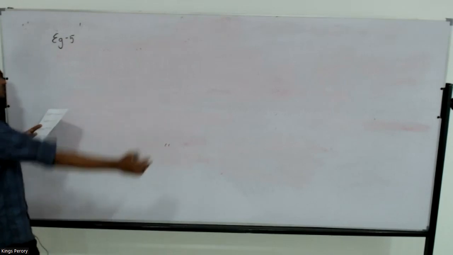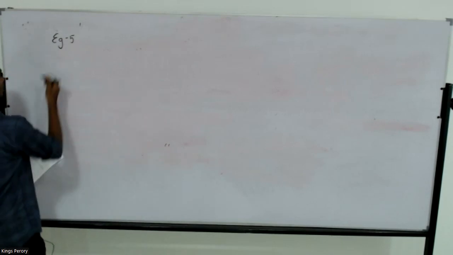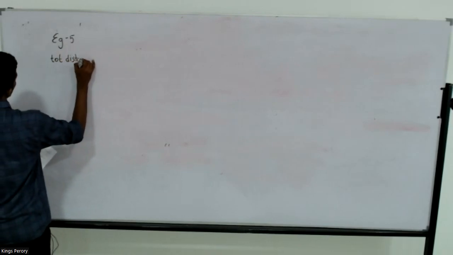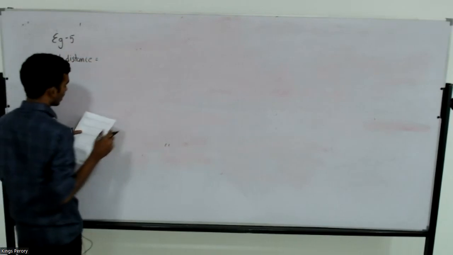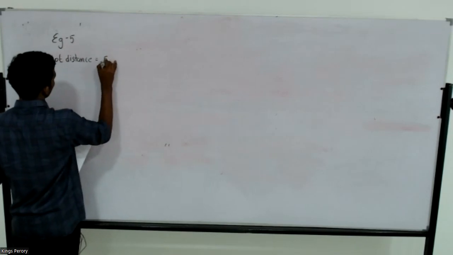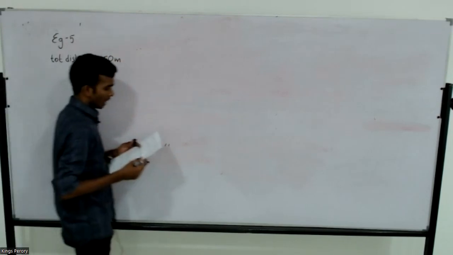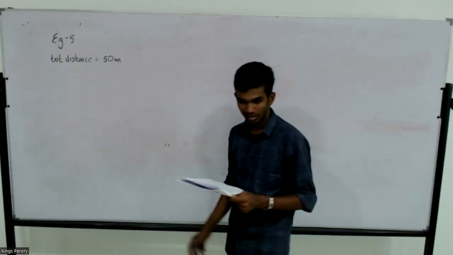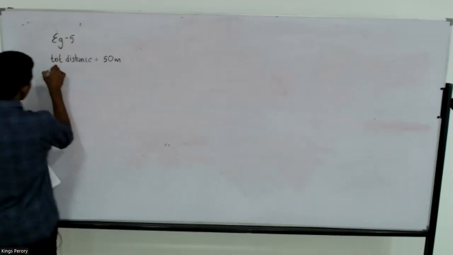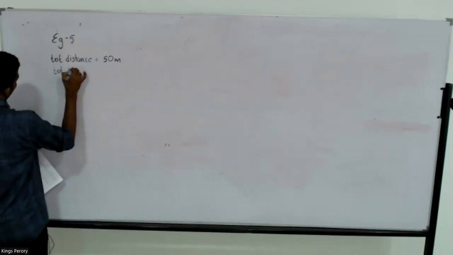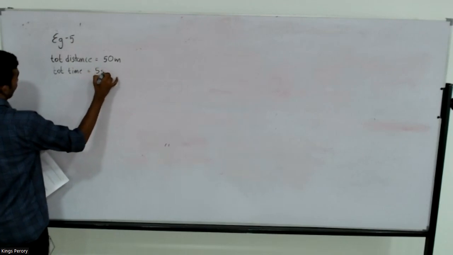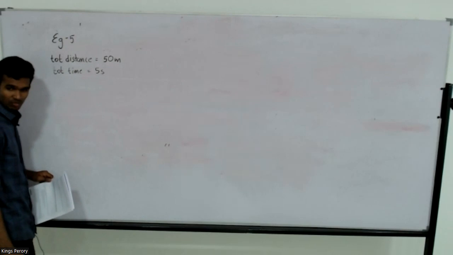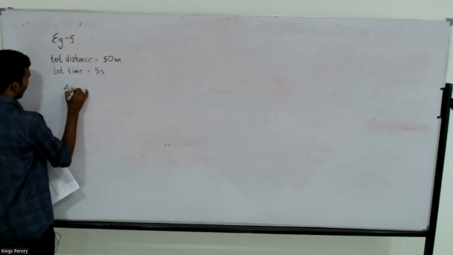The total distance traveled by a car. We have what? Total distance. Total distance traveled by a car is 50 meters, and the total time duration is 5 seconds. What are they asking? Calculate the average speed. How to find the average speed? Average speed is equal to total distance over total time.